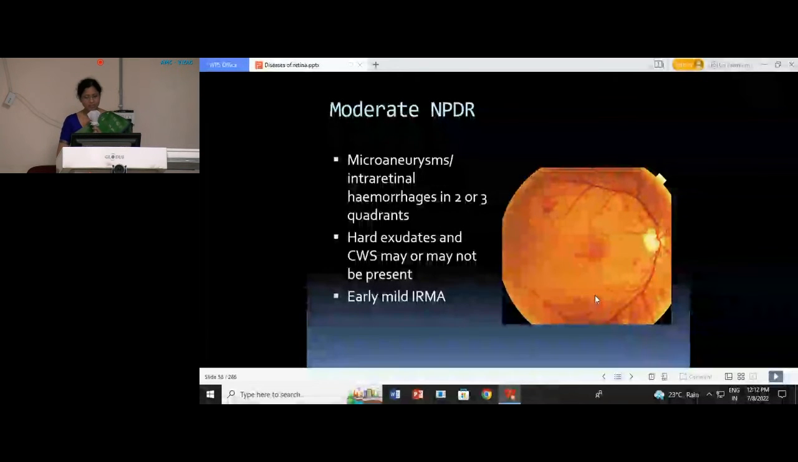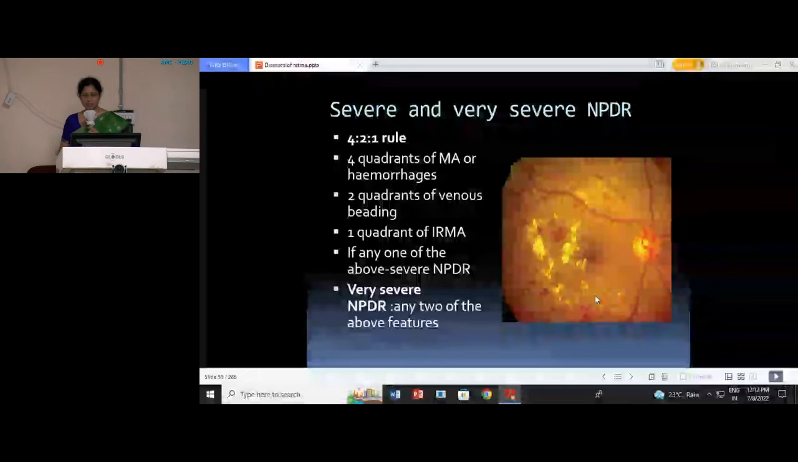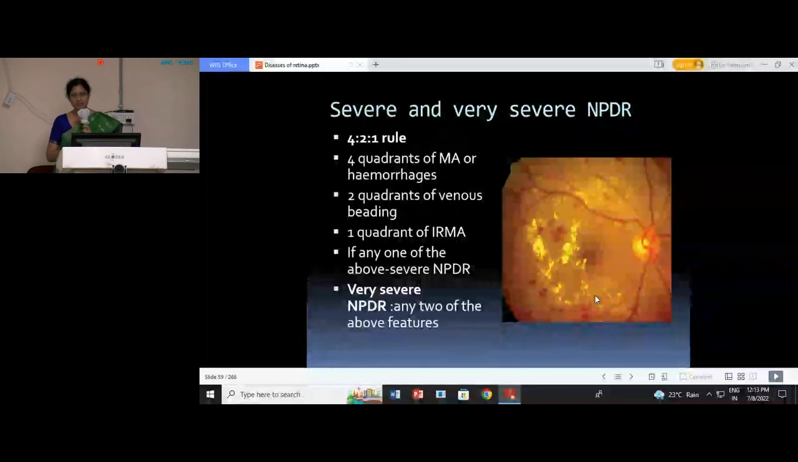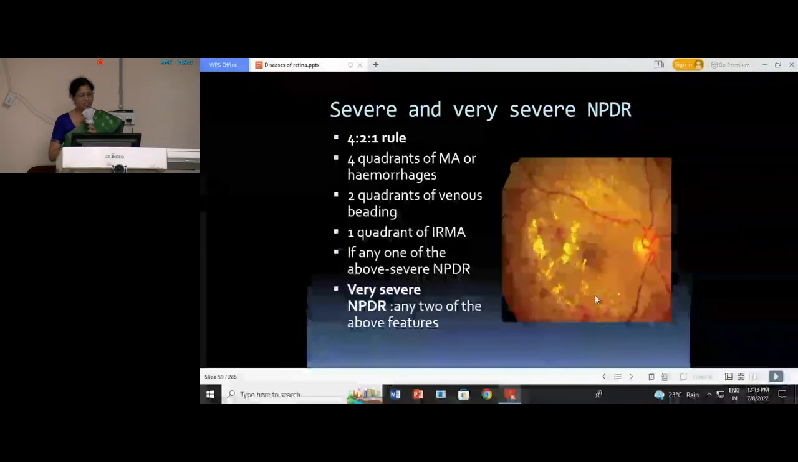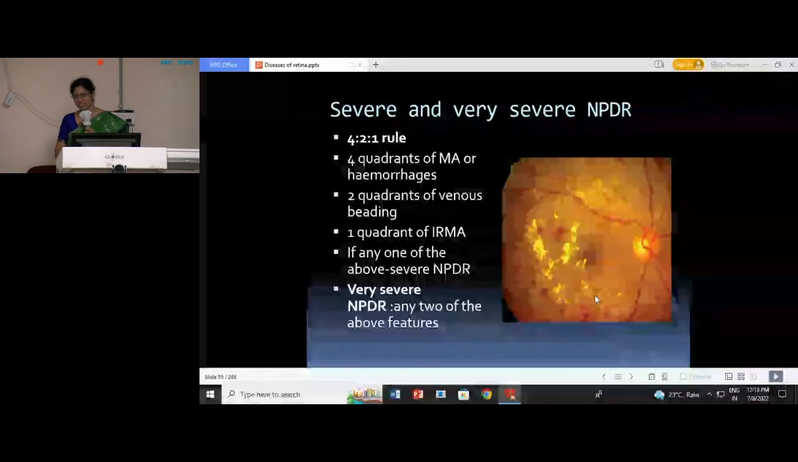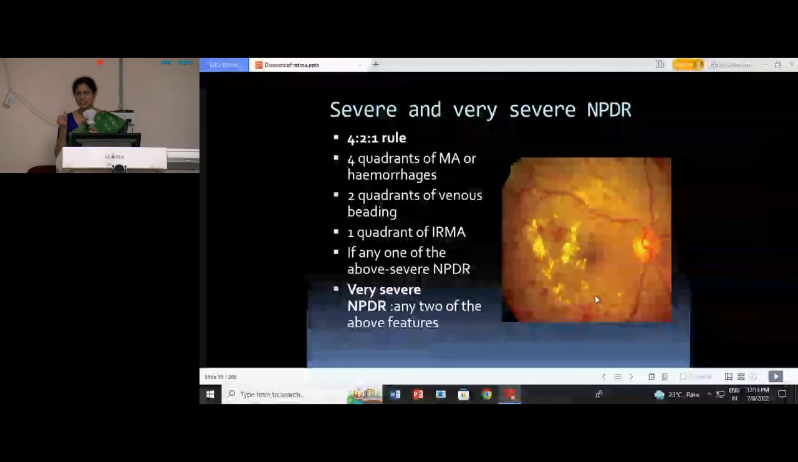Then coming to severe and very severe NPDR. According to ETDRS, we have what is known as the 4:2:1 rule. That means 4 quadrants of microaneurysms or hemorrhages, 2 quadrants of venous beading, and 1 quadrant of IRMAs. If any one of the above features is present, then it is severe NPDR. If any 2 of the above features are present, then it is very severe NPDR. So severe and very severe according to, what is that rule?